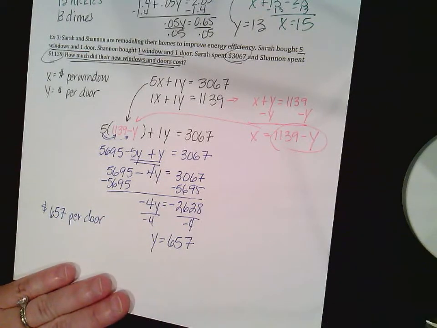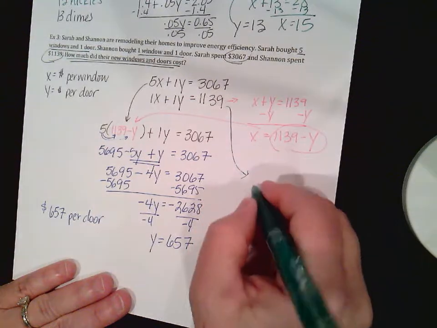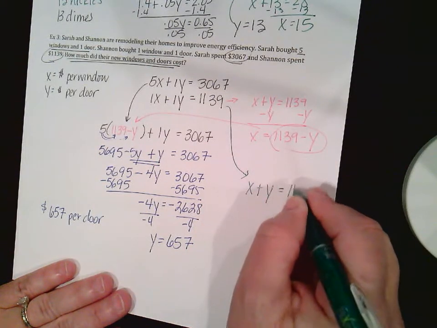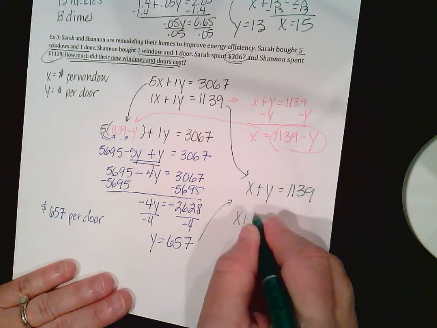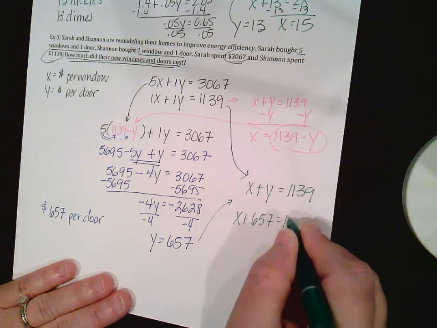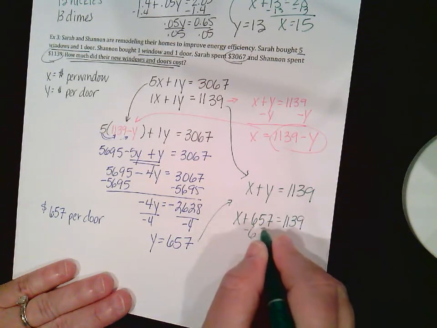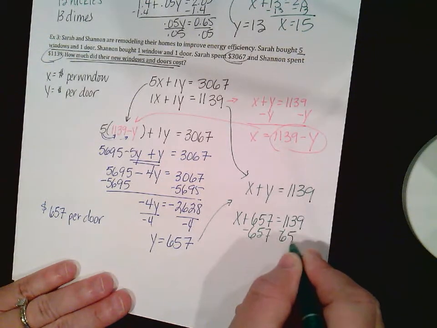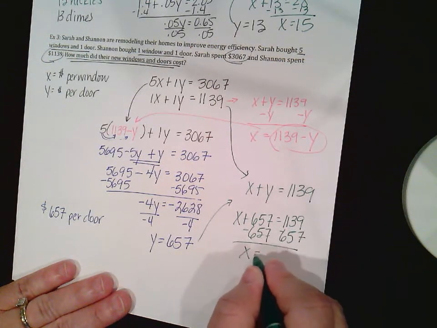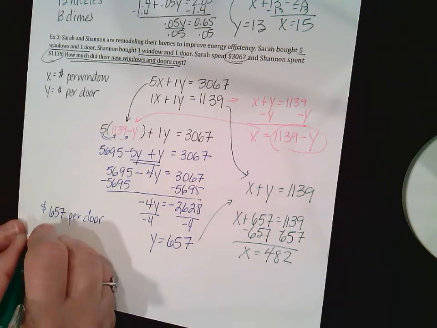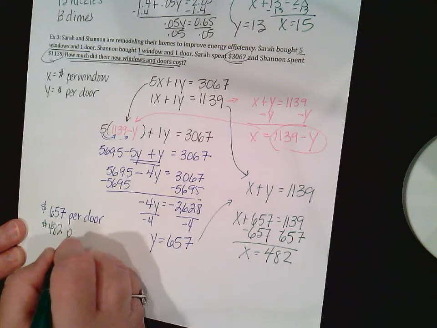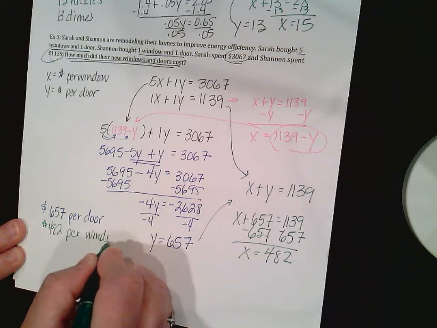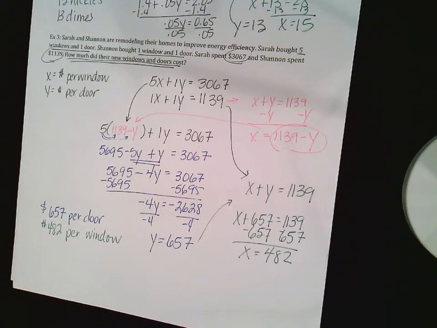Then we're going to figure out how much she spent per window. So I'm going to take this equation here, the X plus Y equals 1139, and I'm going to substitute 657 for Y. So I have X plus 657 equals 1139. Subtract 657 from both sides. And X equals 482. So I know they spent $482 per window, which is a lot of money for doors and windows, which is why adulting is not as much fun as it sounds. All right, that's all we have for these.